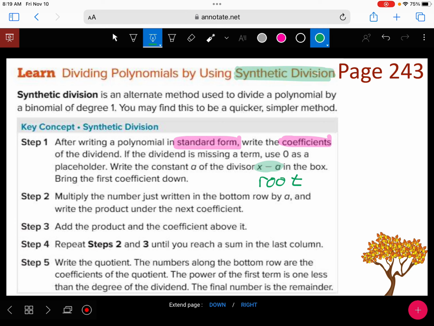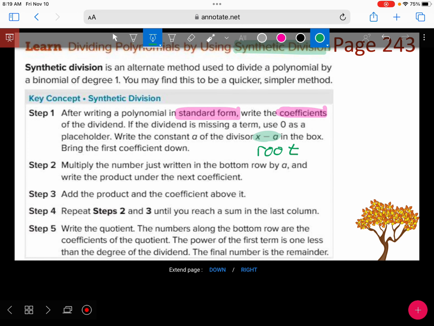Okay, but if you are a list person, this is your list. Rather, it's a step-by-step. This is in your workbook. That workbook that I gave you at the very start of the year that we haven't touched since then. It's in there. It's on page 243. It's this exact paragraph. So we have our polynomial in standard form with our coefficients and our root.